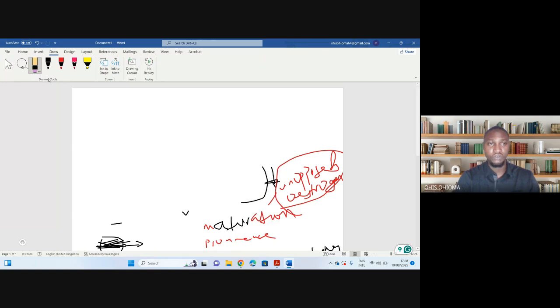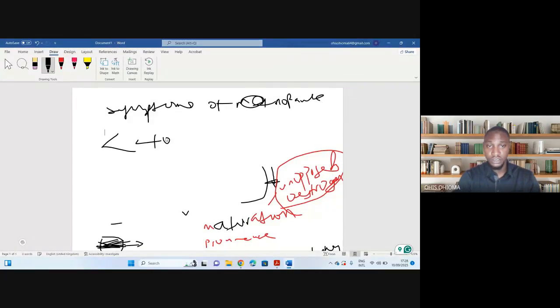So the patient has symptoms of menopause, right? The patient might have hot flashes, infertility, mood changes, vaginal dryness, and all of that. So the patient is having symptoms of menopause, but the patient is less than 40 years. So causes of this can be radiation, chemotherapy, right?